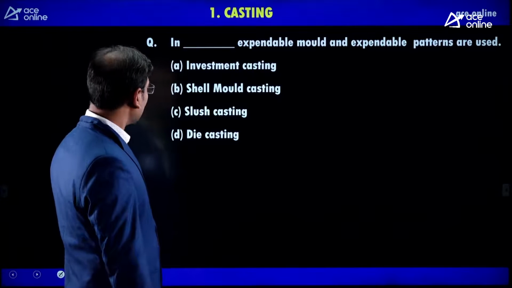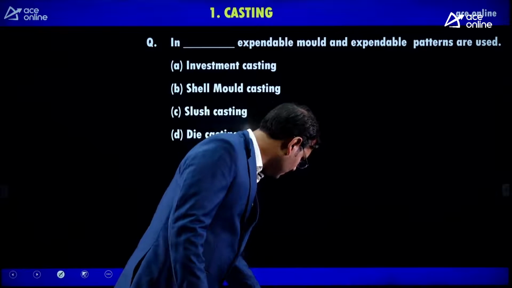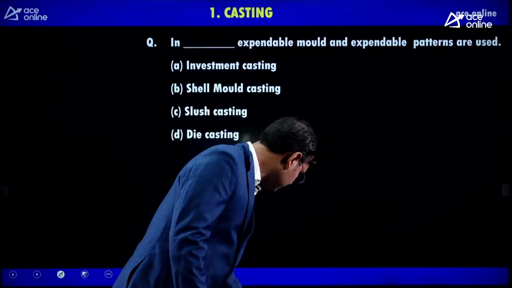Okay. Now see the first question without wasting time, and here you can give the answer. Okay, I can see your answer also. Try to give the answer.